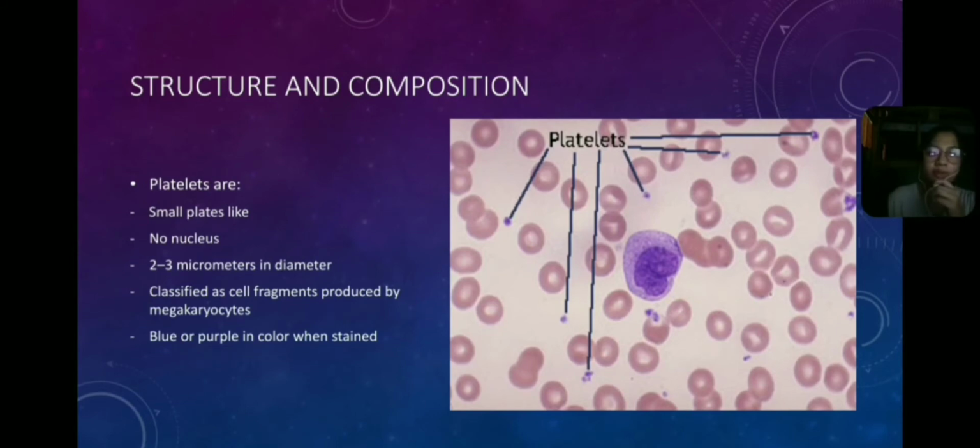And the structure and composition of platelets: small plate-like, no nucleus, 2 to 3 micrometers in diameter, and also classified as cell fragments produced by megakaryocytes. And usually platelets are known as colorless, but when you see them under a microscope, they turn out blue or purple in color when stained.